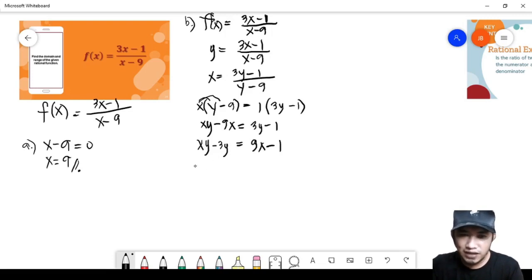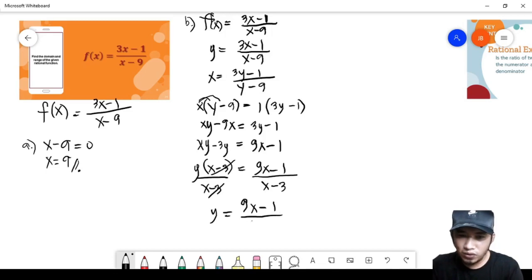Alright? Alisin natin si y. Factor out y. Y is equal to x minus 3 is equal to 9x minus 1. Divide both sides by x minus 3, x minus 3. Cancel, cancel. Y now becomes 9x minus 1 all over x minus 3.